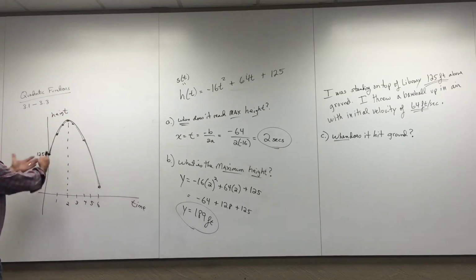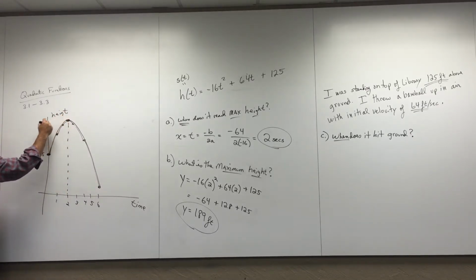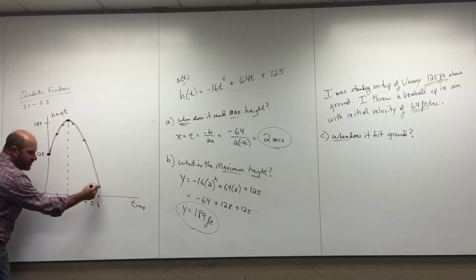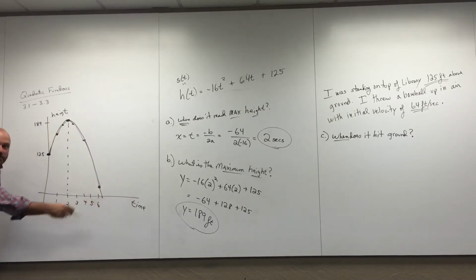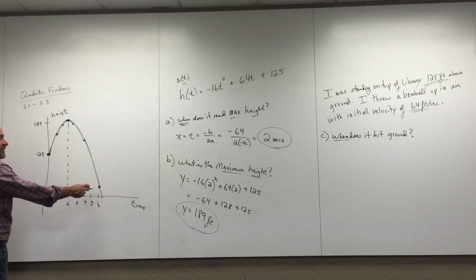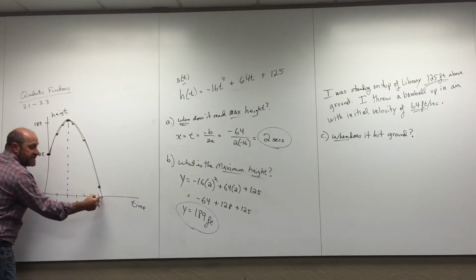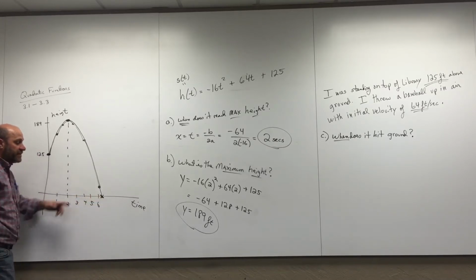On my picture, by the way, what was this y value up here? Oh, that was the 189 feet, right, you guys? Anyway, on my picture here, it comes back down to Earth. According to my picture, it looks like it's going to hit around 5 or 6 or 7 seconds. But my question is, when does it hit the ground? I want the time it takes to hit the ground.